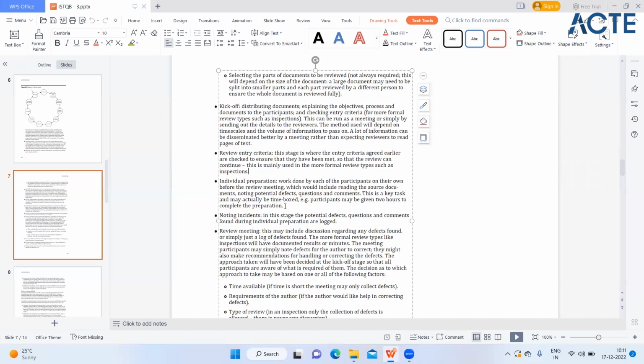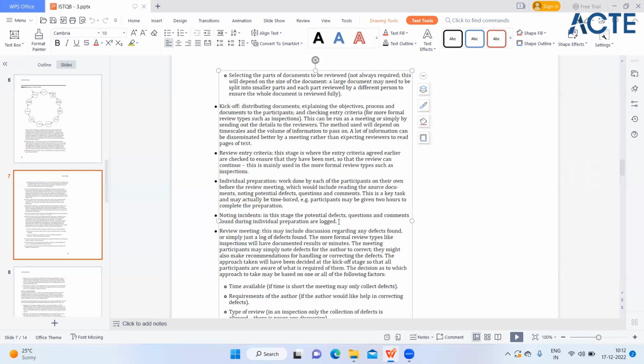Whatever the time box the author has provided, in that particular time we have to review the document provided to us. Noting incidents. In this stage, the potential defects, questions, and comments found during individual preparation are logged. So noting incident is where we take the potential defects we have found in the document the author provided to us. In the noting incidents, the potential defects, questions, and comments we have found in the individual preparation, we will log under this noting incident.